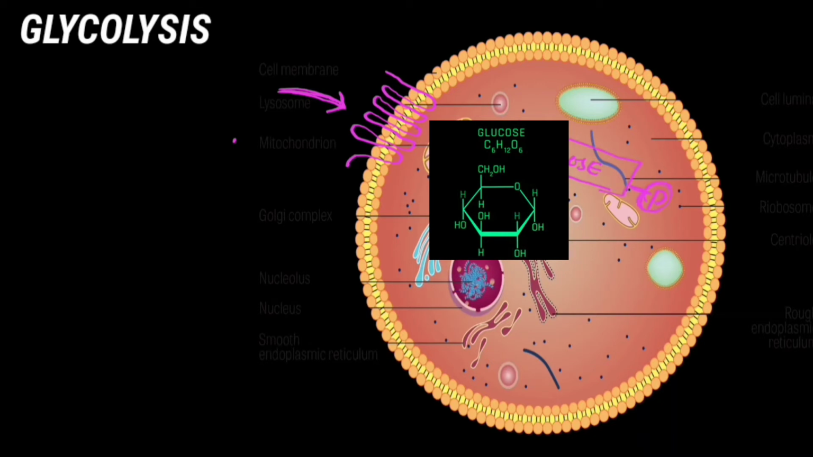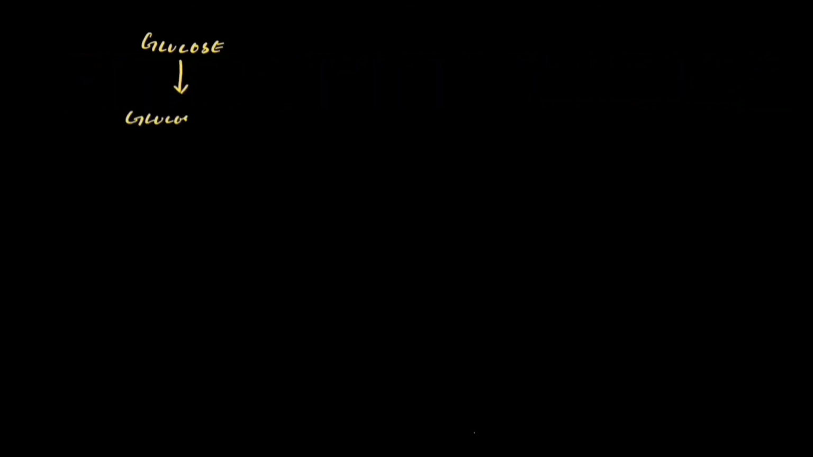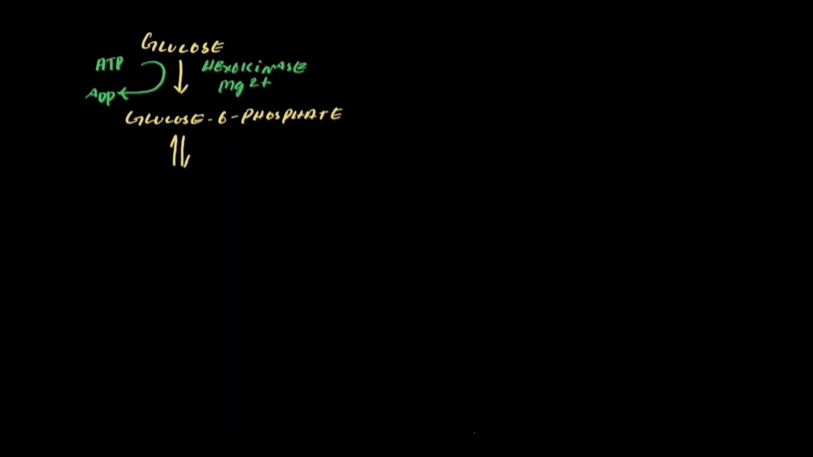The process of glycolysis involves the preparatory and payoff phase. Let us discuss the preparatory phase first, in which the ATP molecule is invested or utilized. Glucose molecule is phosphorylated by ATP to form glucose 6 phosphate. This process is catalyzed by an enzyme called hexokinase plus magnesium divalent ion. This process is irreversible.